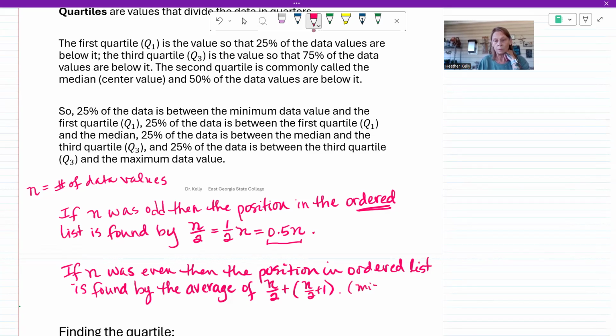Middle and next one. So this is not anything you compute. You don't have to figure out what n over 2 plus 1 is. This just means we take the n over 2 guy and we take the next one. So if n over 2 is 8, we're going to average the data value of the 8th and the 9th together so we can find the median.